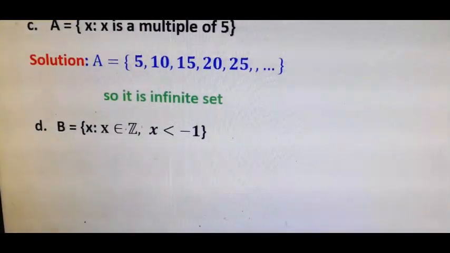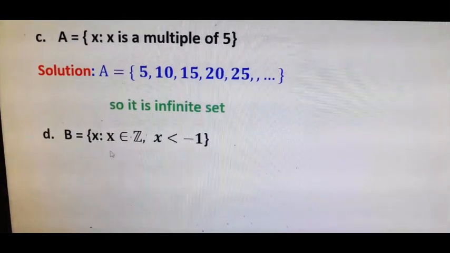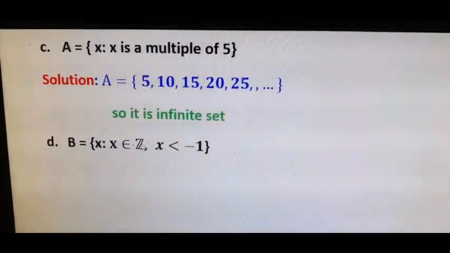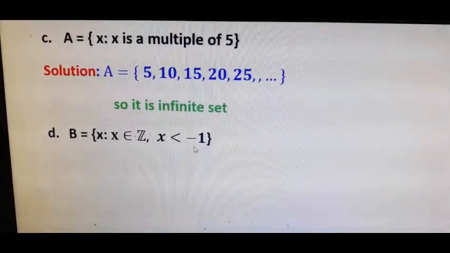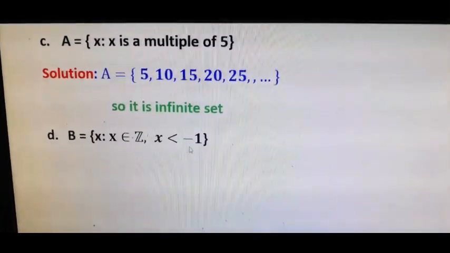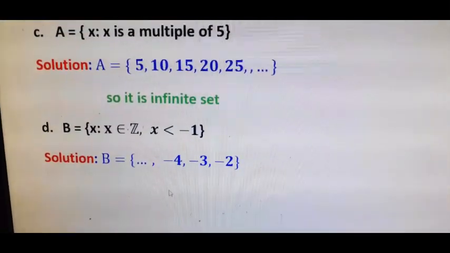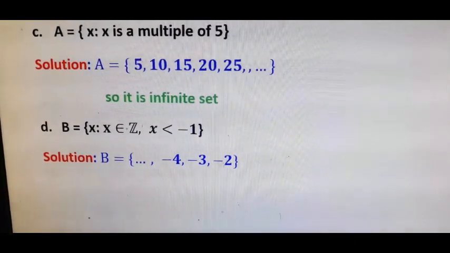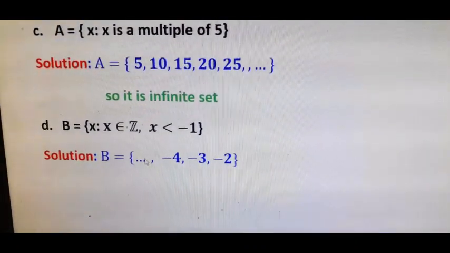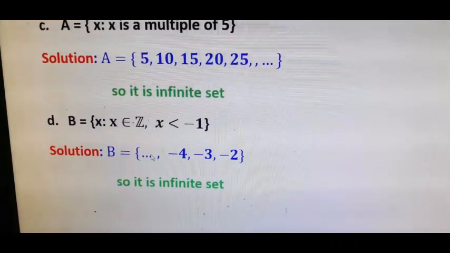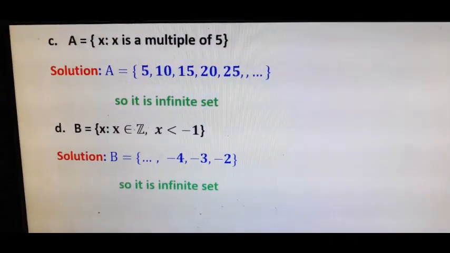The other is the set containing x such that x is an integer less than -1. Integers less than -1. This is also infinite. When you list them: -2, -3, -4, and so on. Therefore, it is an infinite set.